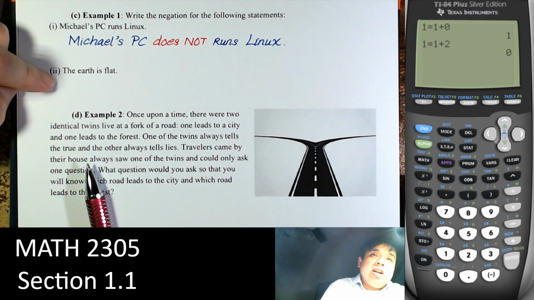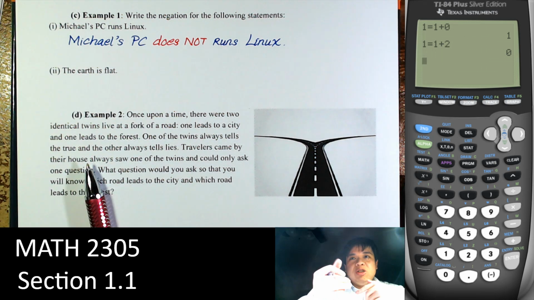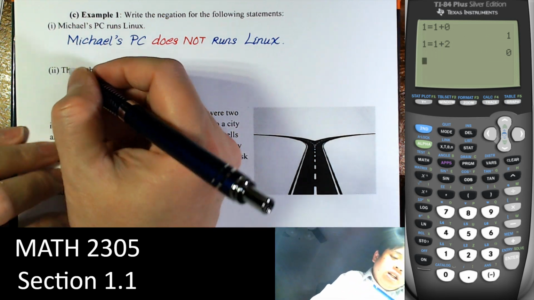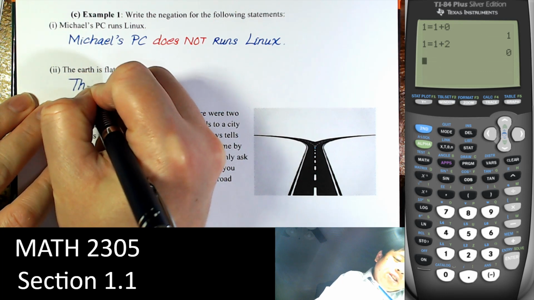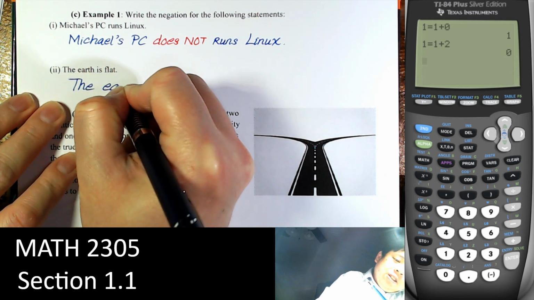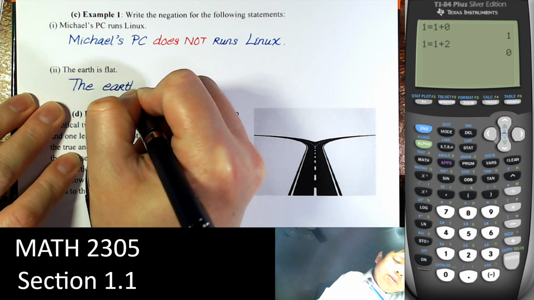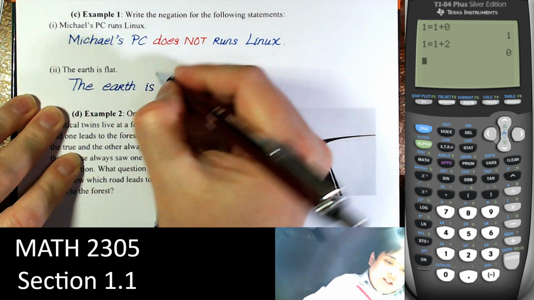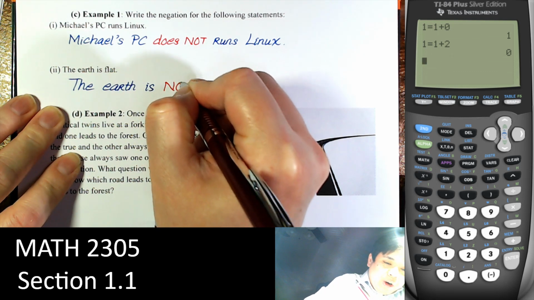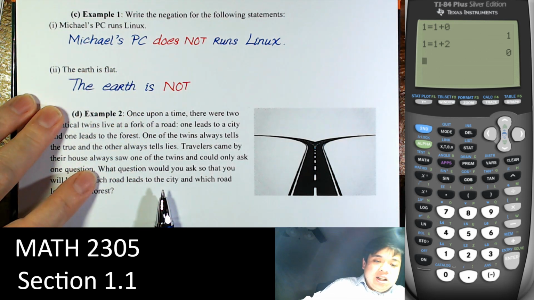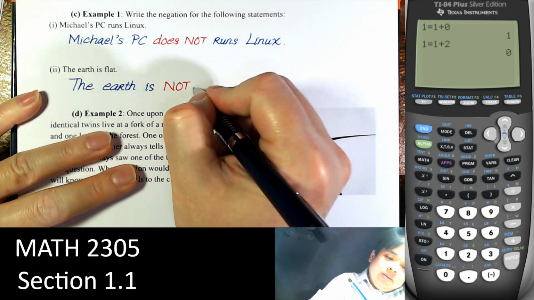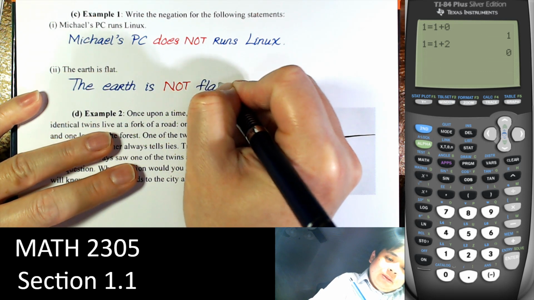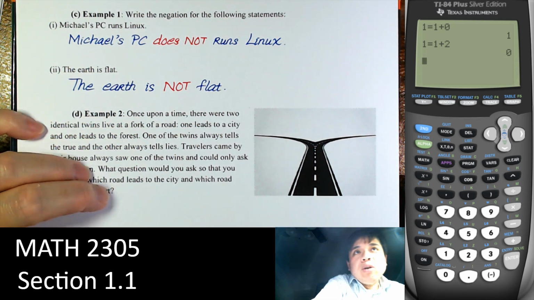And now, the earth is flat. True or false, it doesn't matter. We just change it to the negation. So we're just going to say it's not flat. We just throw that in and make it a negation of the statement. Right, so that's all we have.